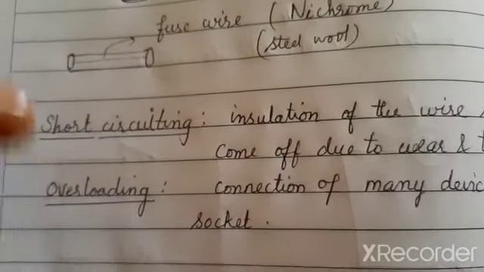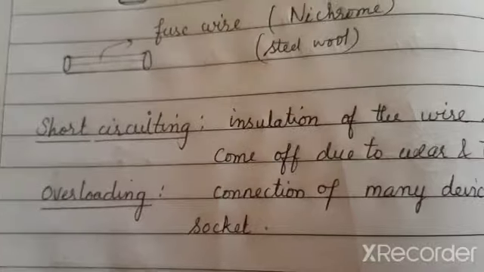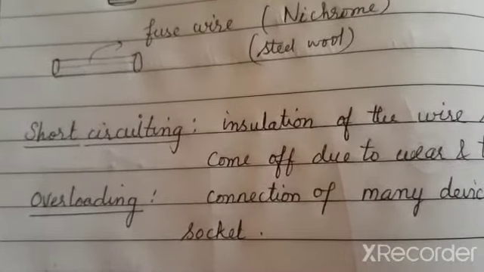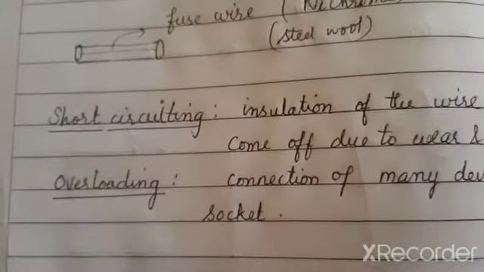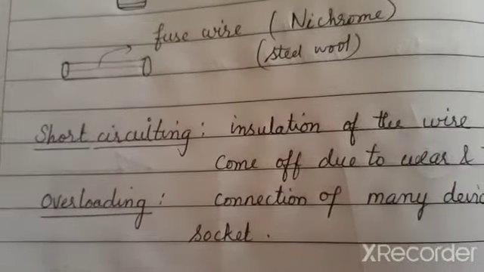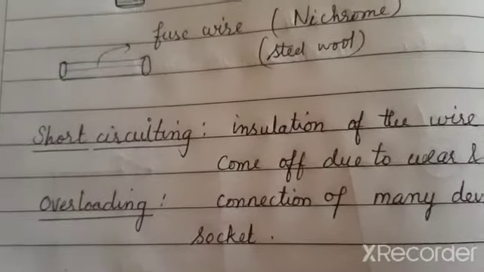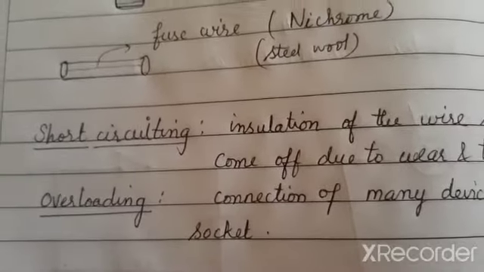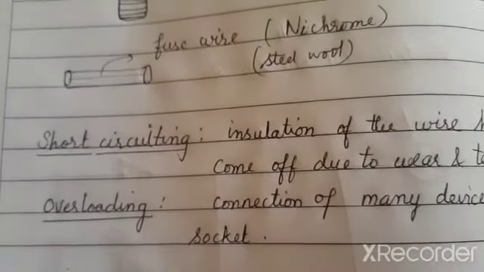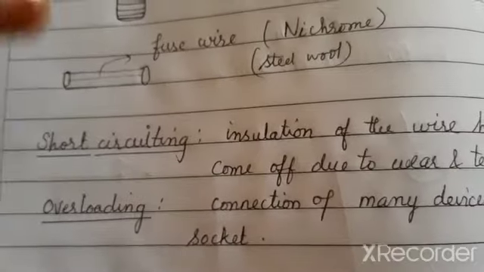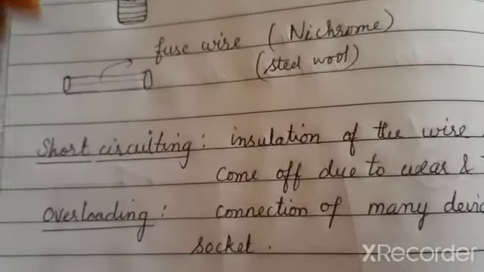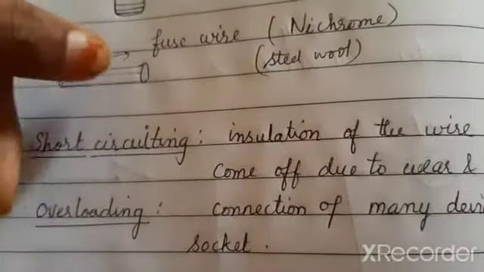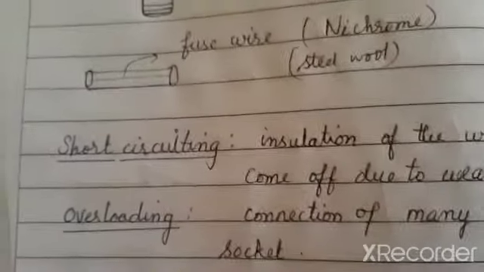Right? A 3-hole socket and a 5-hole socket are available in the market. So when you connect more and more devices to one single socket, overloading of electricity happens. This also leads to oversupply of electricity and damages are caused, and at that time the fuse wire helps us. So how does this fuse wire help us? If it senses either short circuiting or overloading, the fuse wire would break.